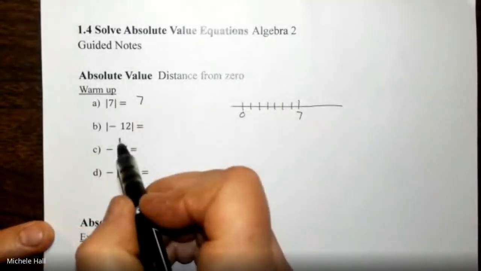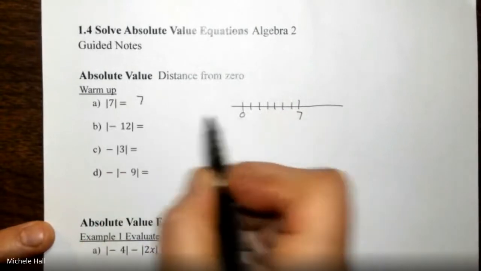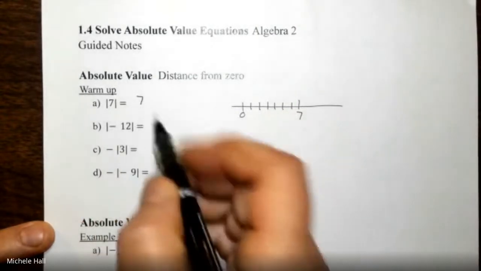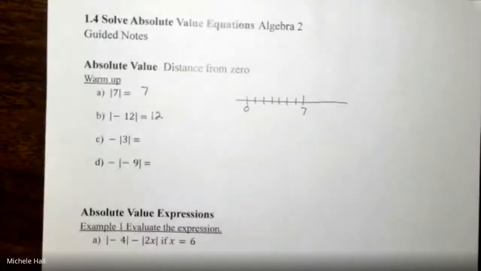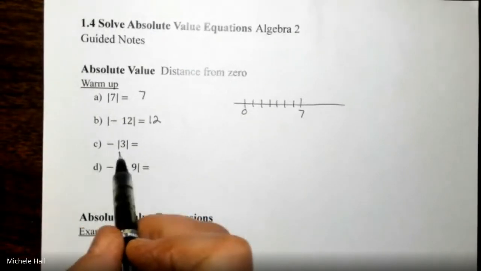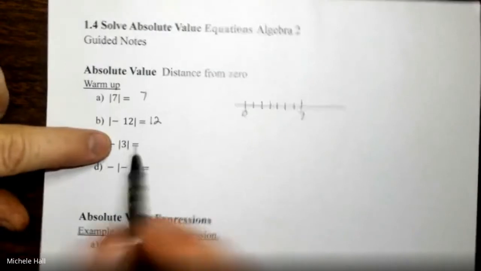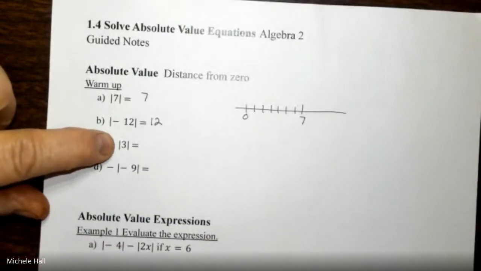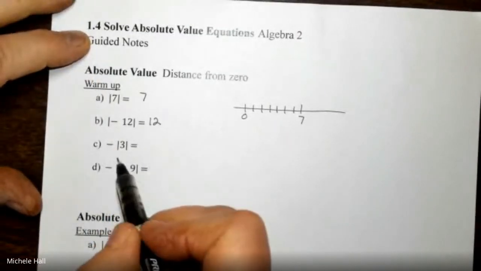How far is negative 12 from 0? It would be 12 units from 0. Distance cannot be negative. Problem C, first you need to evaluate the absolute value, and then you need to carry the sign along with your answer.